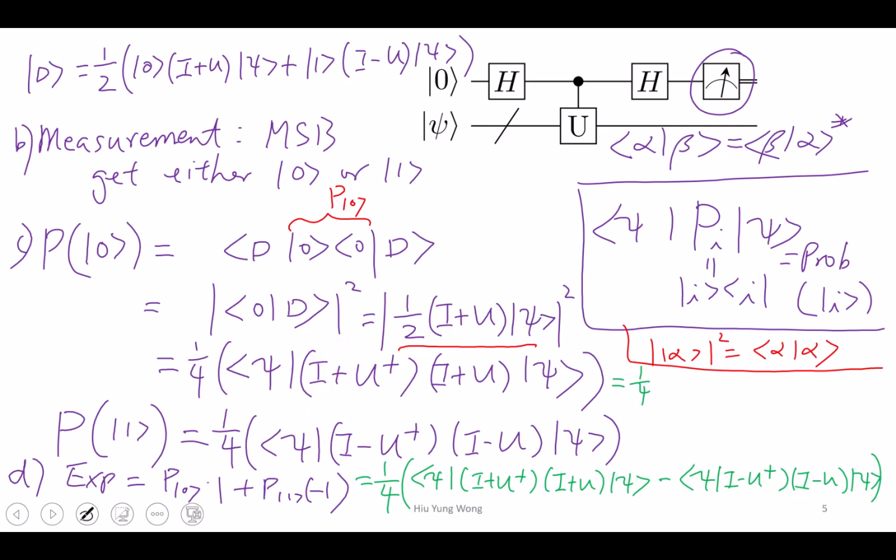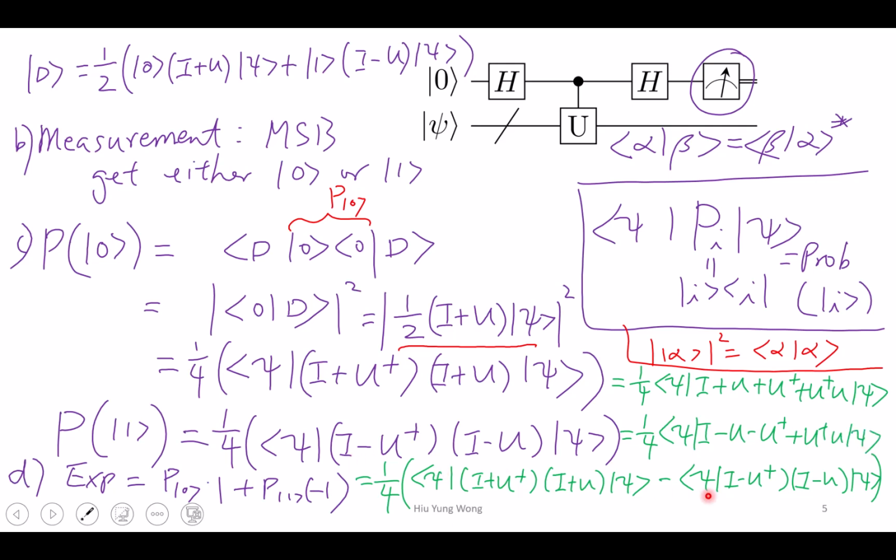This is psi, and inside I have I times I, which is I, I times u, which is u, u dagger times I, which is u dagger, and then u dagger times u. Right? I just spell it out. Do you see that? I times I, I times u, u dagger times I, u dagger times u. And similarly here, I have psi, I have I times I, and then I times -u, -u dagger times I, and then -u dagger times -u, which is this, right?